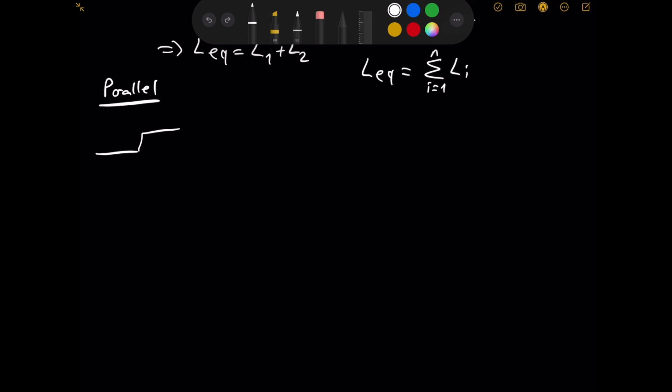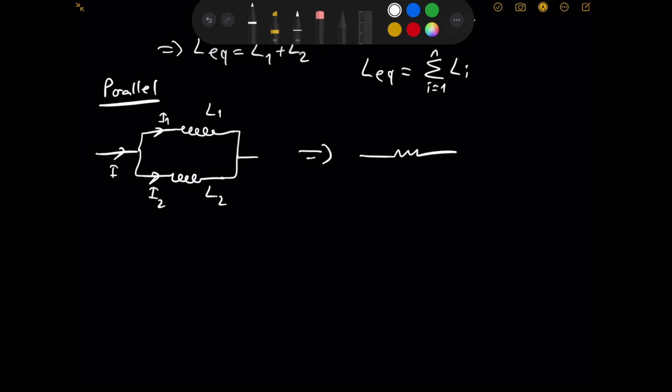We don't really need to do it for two. We could do it for n, but I think it is pretty intuitive how to generalize it. That's why I'm not bothering to do it with n inductors. L1, L2, I1, I2. And I just want to replace this with L equivalent.